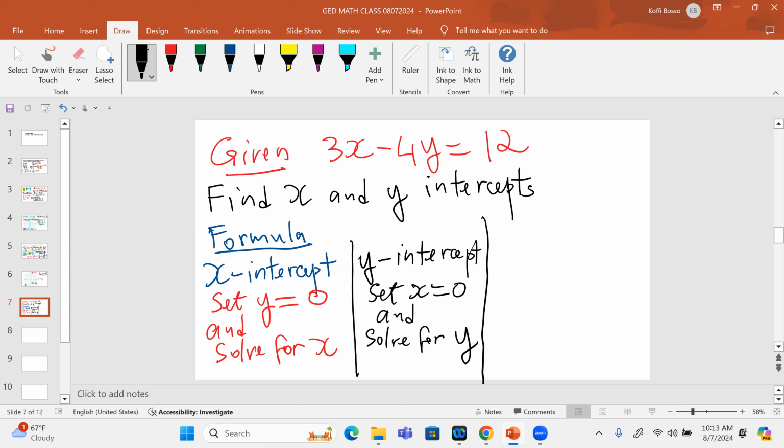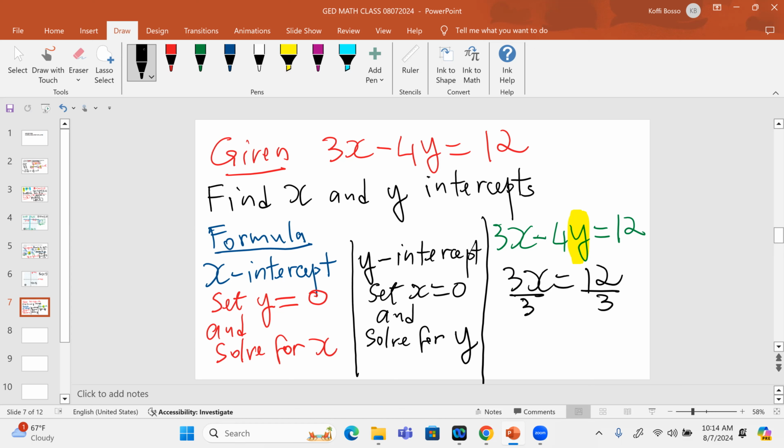So when they say set y equals 0, that means in the equation, you're going to replace that y by 0. So the equation is 3x minus 4y is equal to 12. Anytime you replace something by 0 and multiply by any number, the result is 0. So I can just write 3x is equal to 12, because if I replace y by 0, negative 4 times 0 is what? 0. So what I need here is just 3x is equal to 12. Now, how can we get x? So just divide by 3.